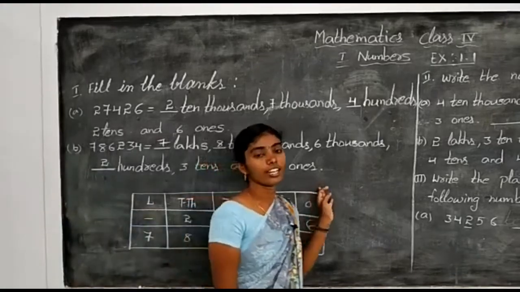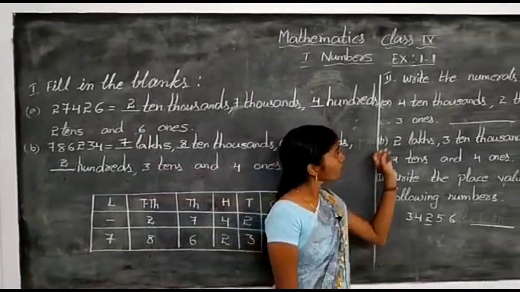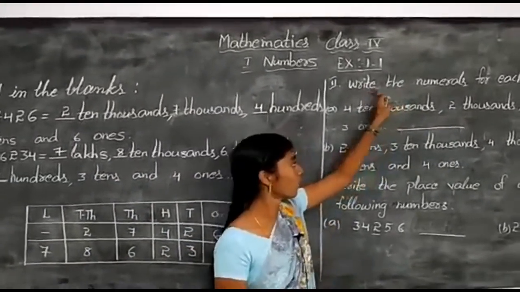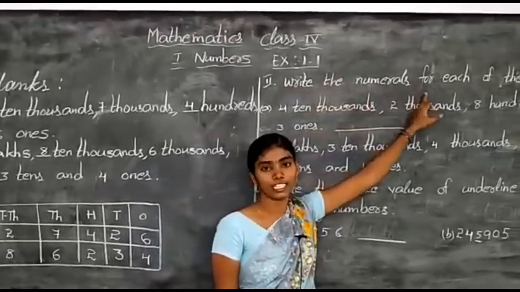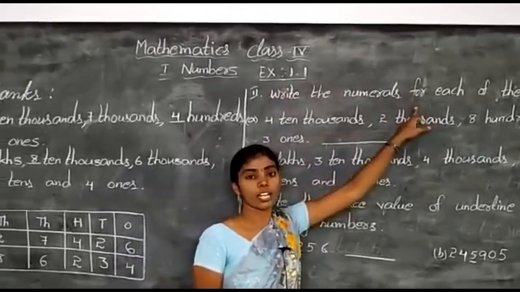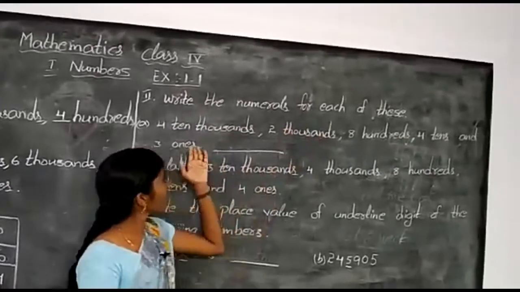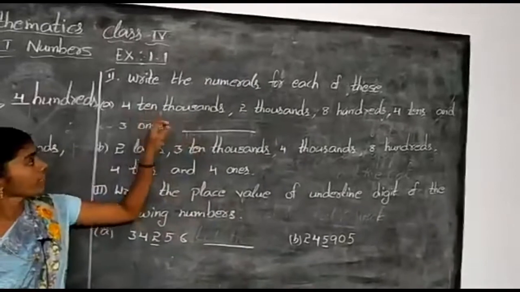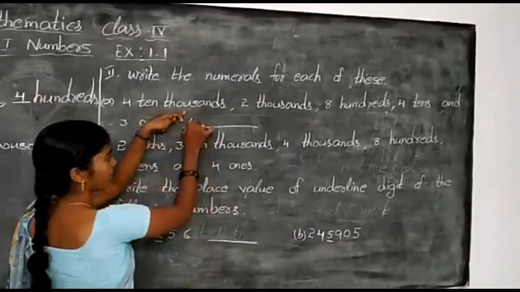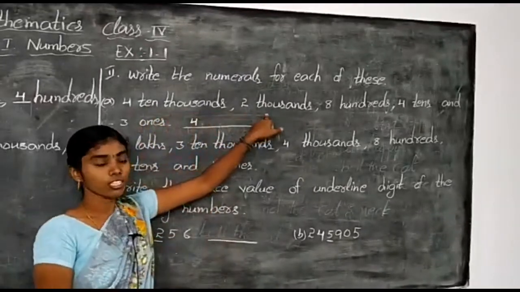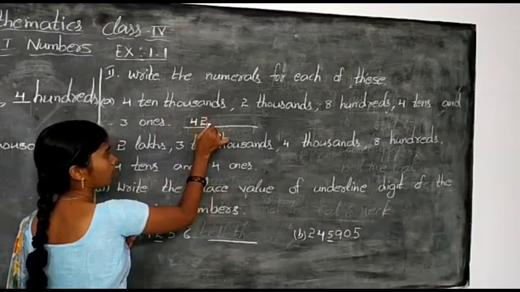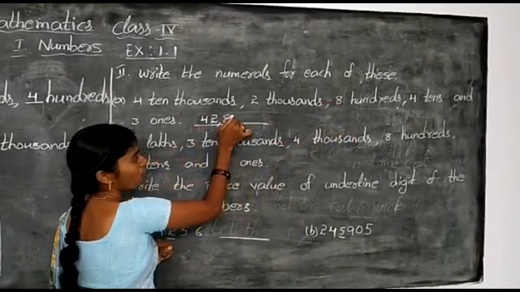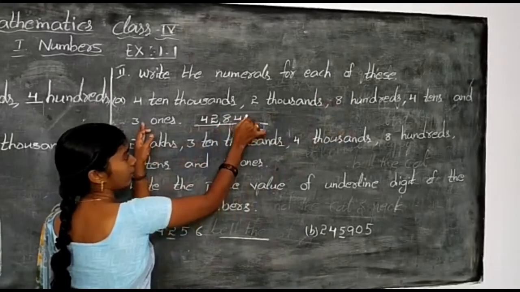Next is section 2. Write the numerals. What is section 2? Write the numerals for each of these. Already the number name is given here. You have to write the number. How many 10,000s are there? 4 10,000s. How many thousands? 2,000s. 42,000. How many hundreds? 800. 4 tens and 3 ones.